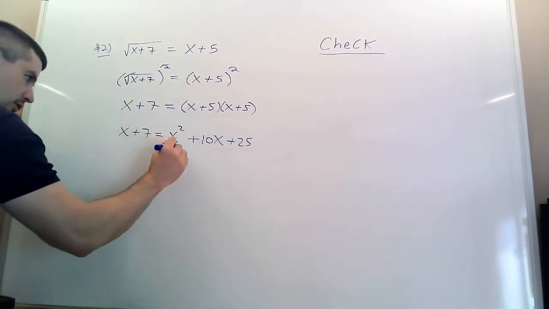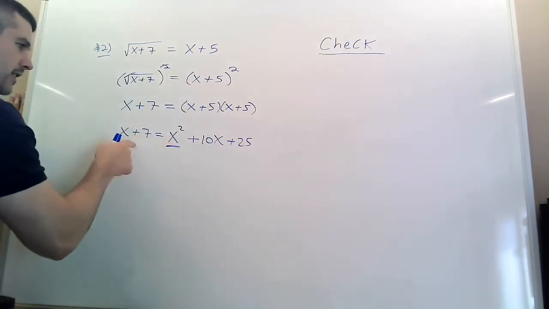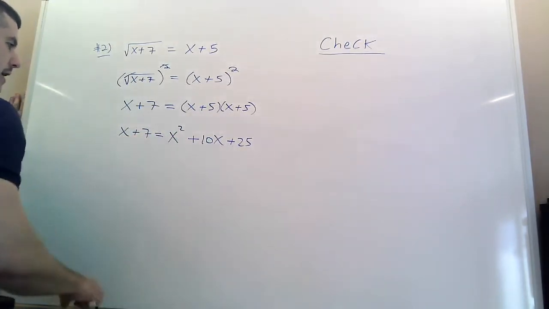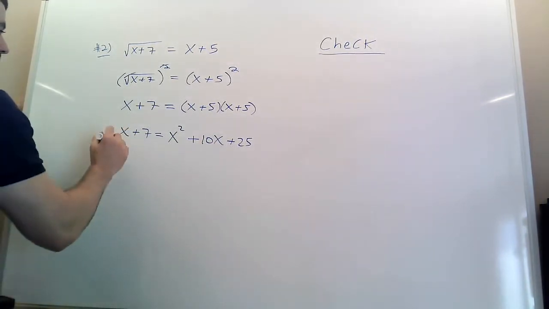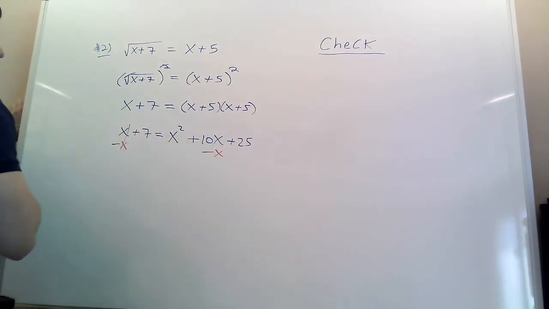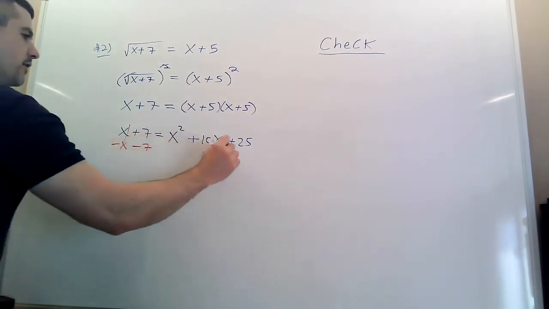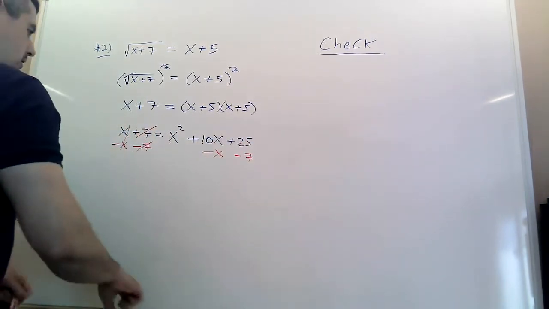Now, as soon as you see x squared, you know that you must factor. So I need to set it equal to 0. So everything on this side has to go away. So let's do it in red to emphasize. I'm going to subtract x from both sides. This is going to cross out. I'm going to subtract 7 from both sides. This is going to cross out. You need to cross them out to put a 0 there.